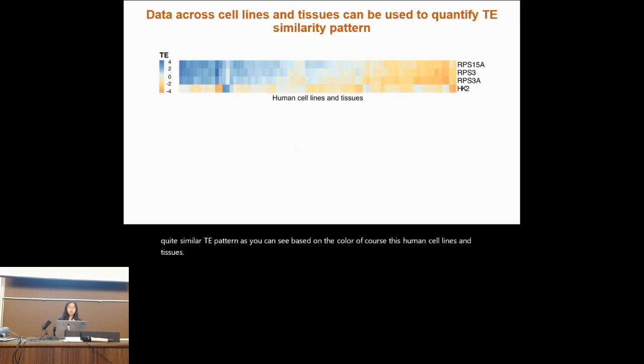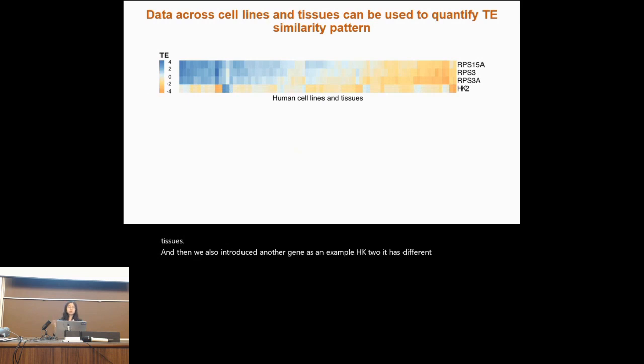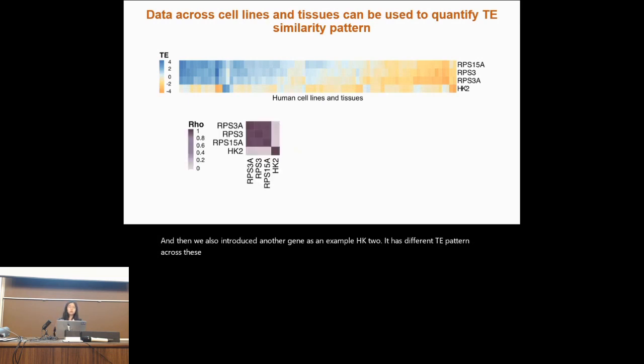And then we also introduced another gene as an example, HK2. It has different TE pattern across these conditions. And we calculate the similarity pattern with a proportionality score. It's quite similar to Spearman and Pearson correlation, but only measures the data at the proportional level. And then we can see that these 3 RPS genes have a relatively high rho score, indicating that they have a high TE similarity pattern.